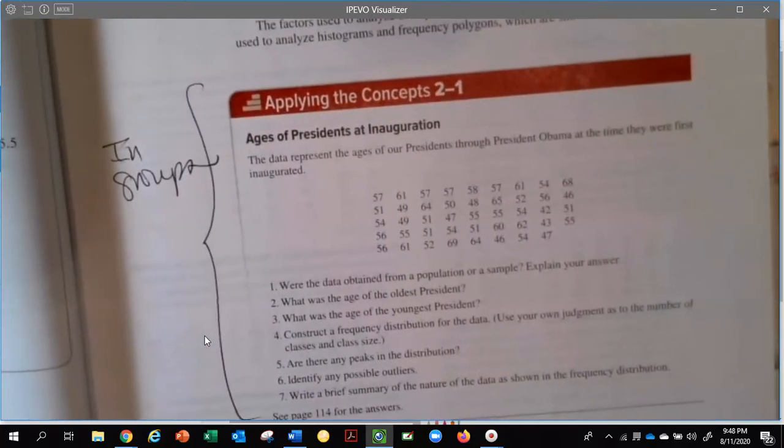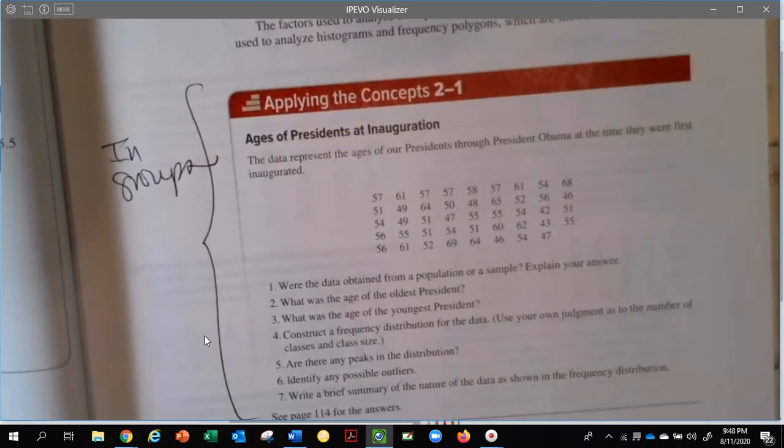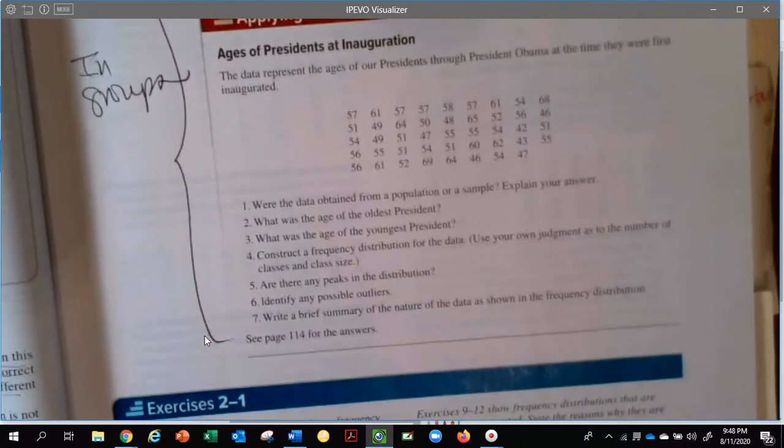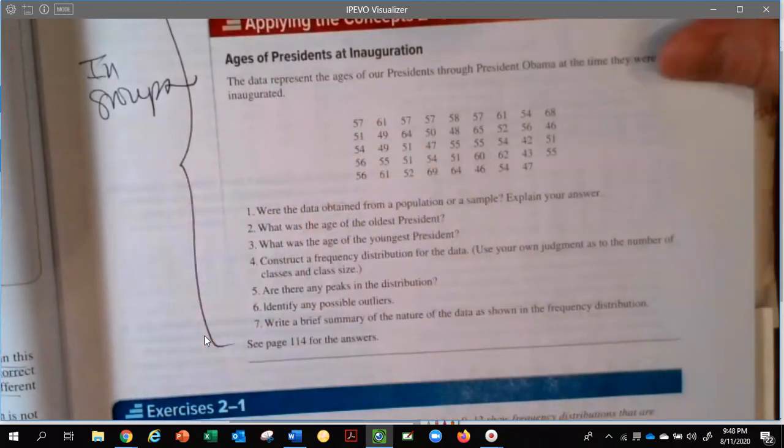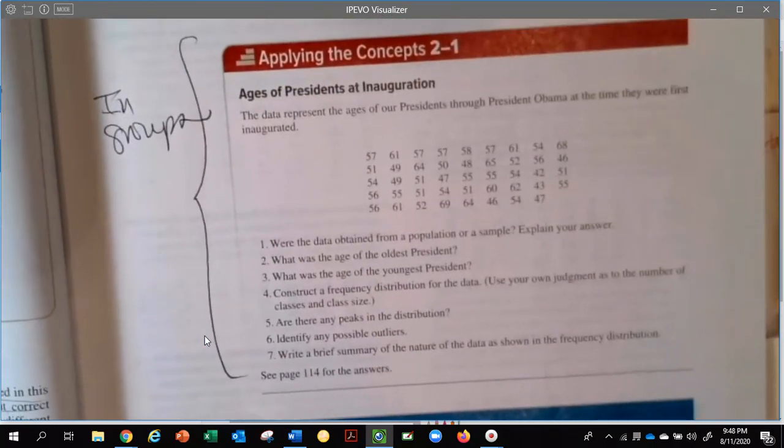But to finish up this chapter, I suggest that you get with some people in your house, or some of your classmates, or maybe you do it by yourself, but you work through this Applying the Concepts 2.1. Remember, all of the answers are on page 114, and it's just really good practice to be able to do it without looking at your notes, and that's replicating a testing situation. So this finishes Chapter 2, Section 1.